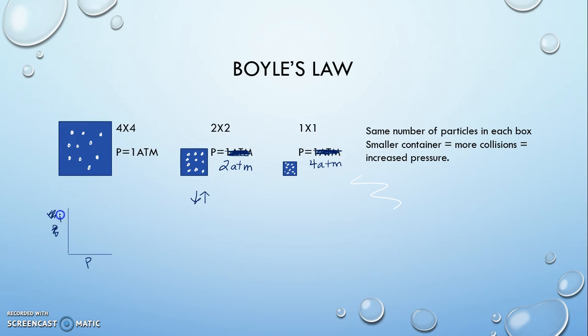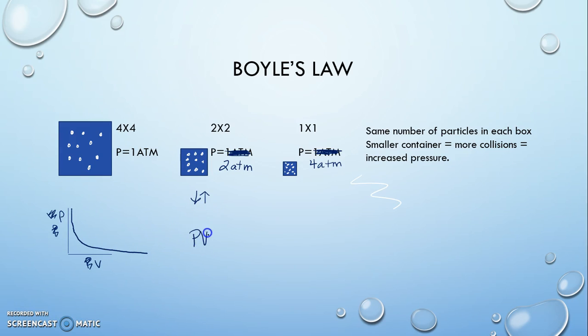I'm messing up again. Pressure here, volume here. It really doesn't matter, actually. As the volume increases, the pressure is going to decrease, and as the volume decreases, the pressure increases, right? So it's an inverse relationship. It's what I call a seesaw relationship: one goes up, the other goes down.